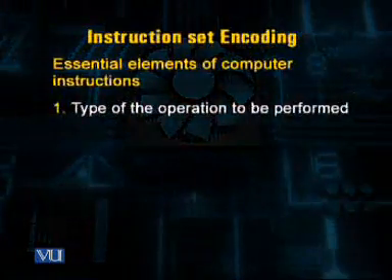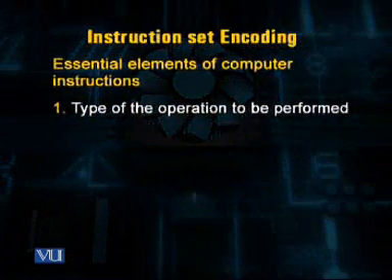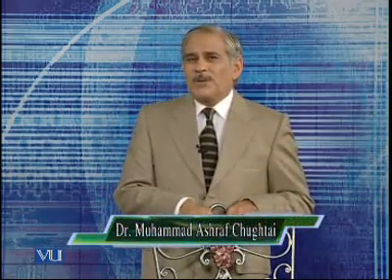The essential elements in instruction set encoding include what type of operations are to be performed. That is, we have to define in some way the operation to be performed, and this is defined with the help of an operation code. This code is defined by using either a 4-bit or 6-bit or 8-bit length code, depending upon the type of the architecture. In MIPS architecture, this operation code field is 6 bits in length.